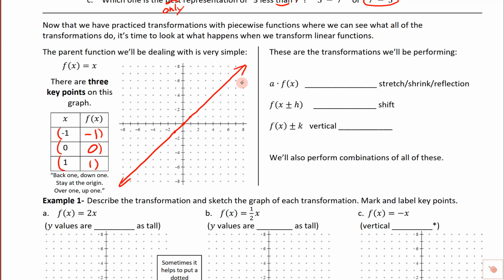Okay, so here are the transformations that we're going to be performing. We're going to have a number out in front of that function. So this is going to be a vertical stretch or shrink.